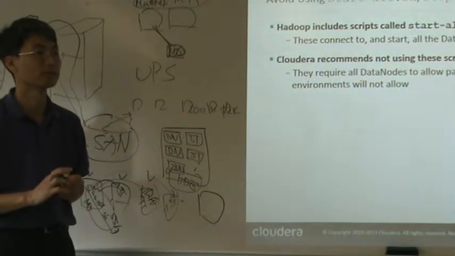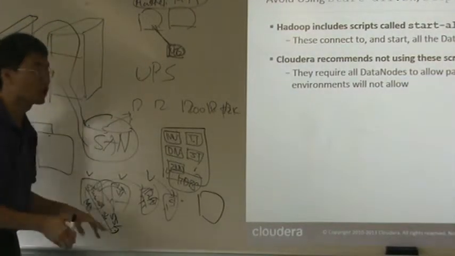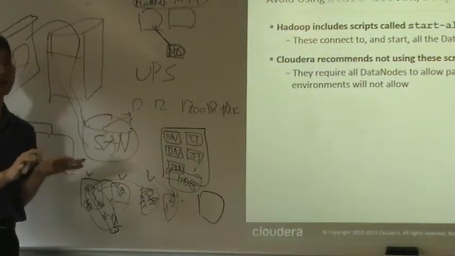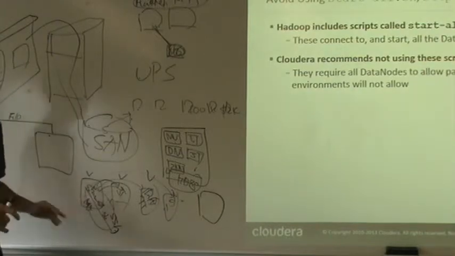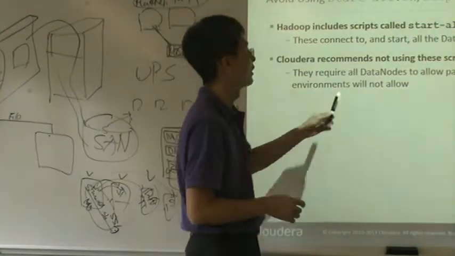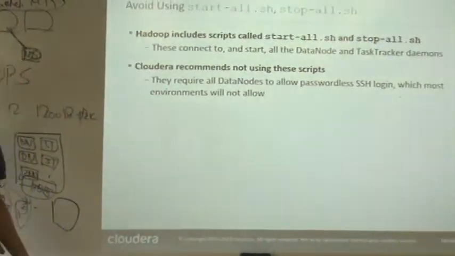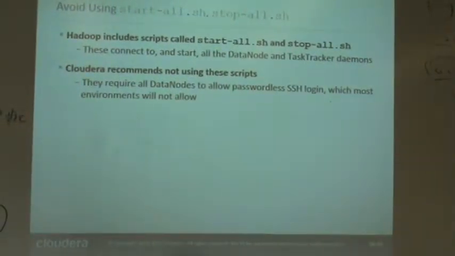But you need to configure the SSH to accept password. Then at that time you need to type the password 1,000 times, if you have 1,000 nodes. Ah, right? That makes sense. Yeah. So this one is not used instead. So they require the data node to allow passwordless SSH login, which is actually not accepted in most enterprise level production systems.